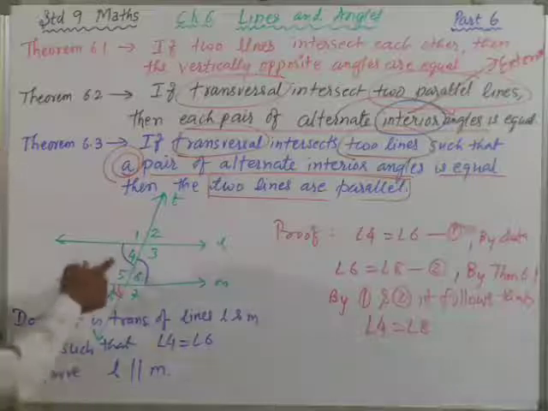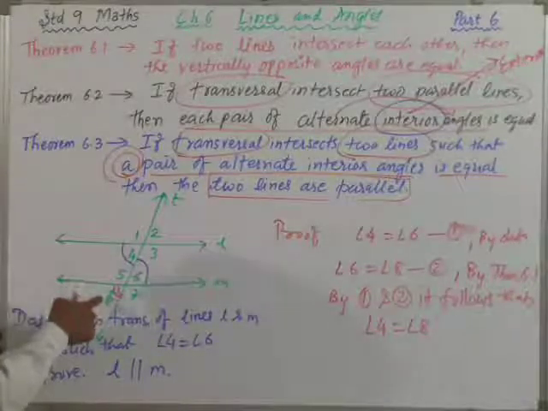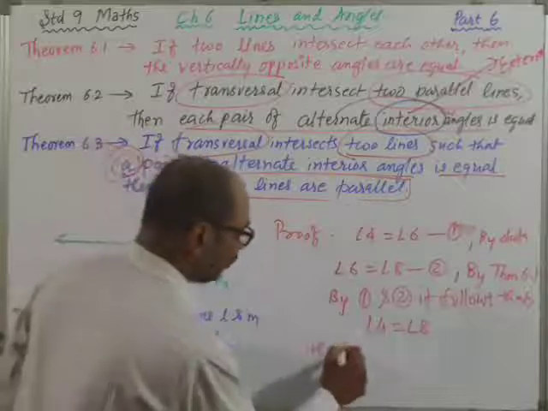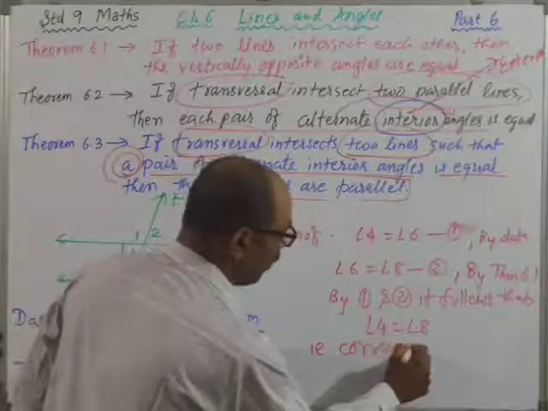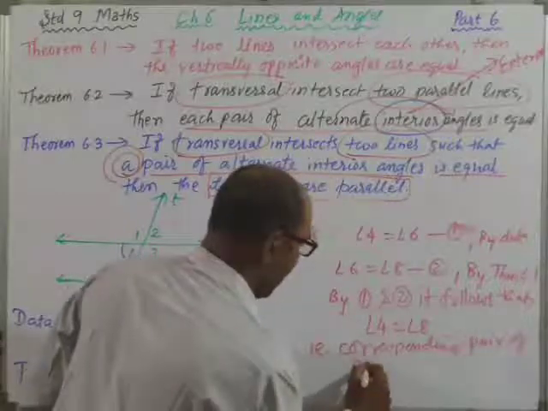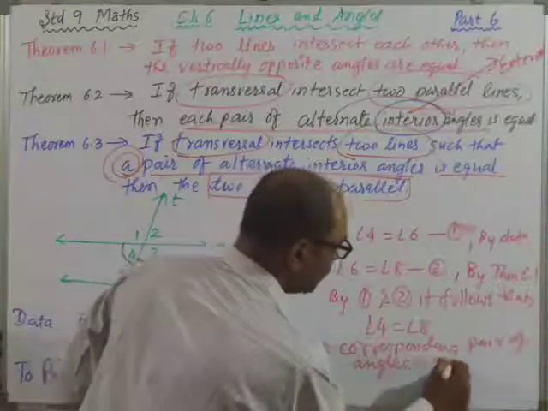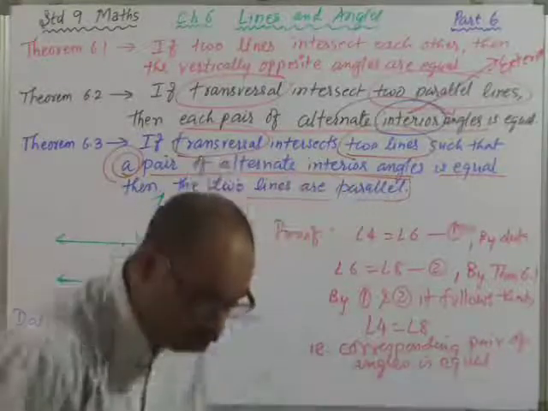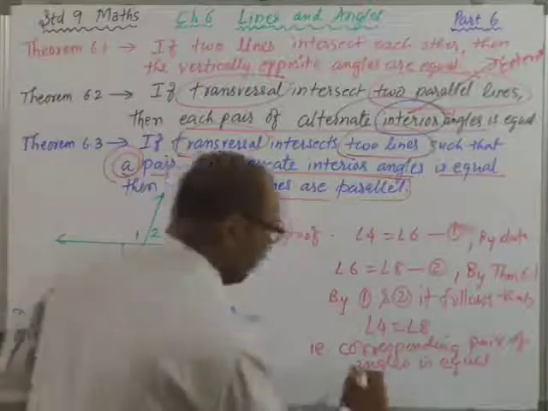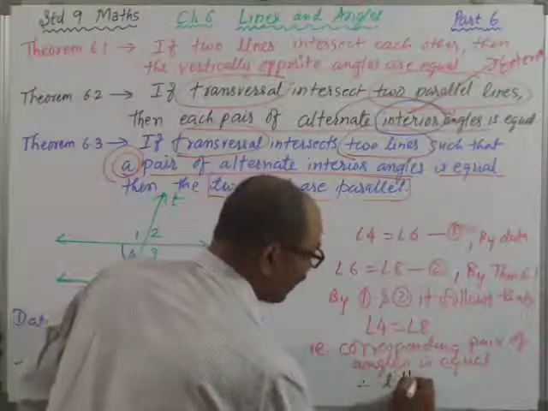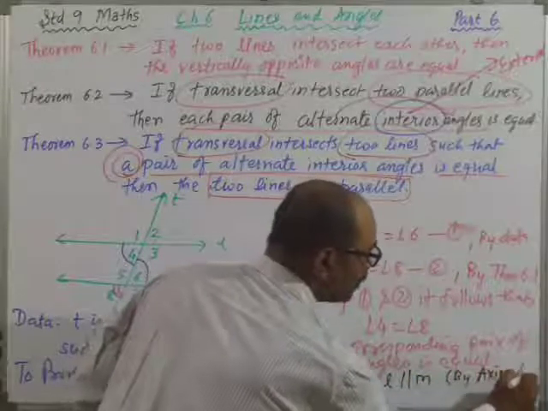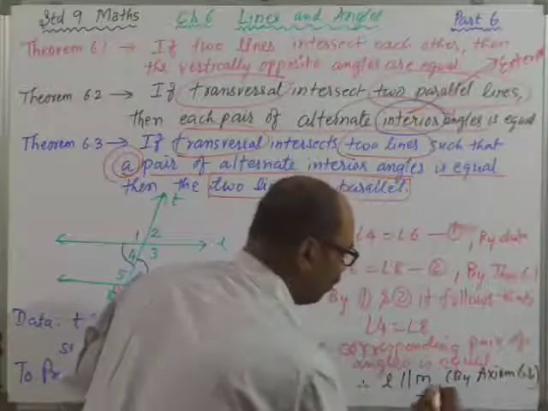Children, 4 and 8 are equal. But 4 and 8 are a corresponding pair, that is, a corresponding pair of angles is equal. When corresponding pairs of angles are equal, then the lines are parallel. Therefore, L is parallel to M by axiom 6.4. Proved.